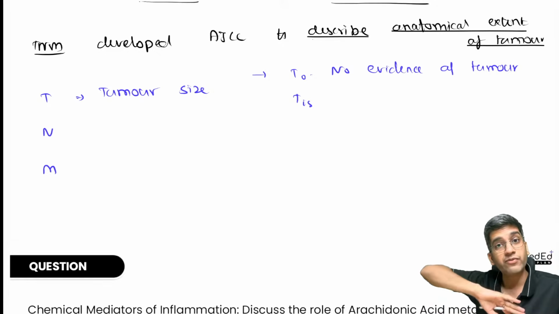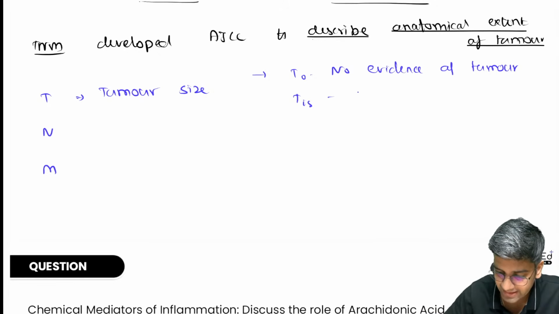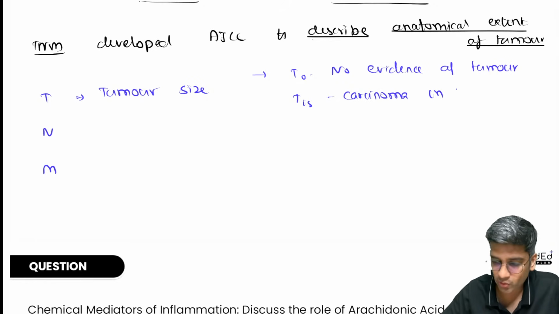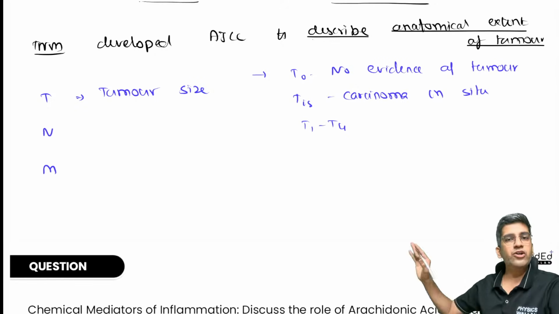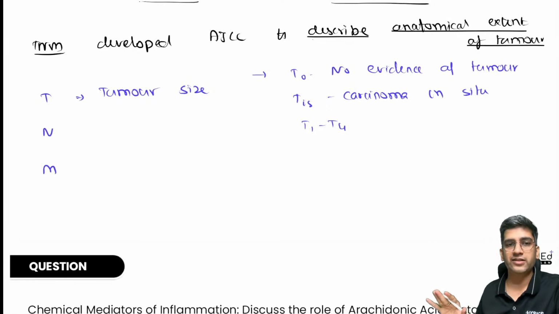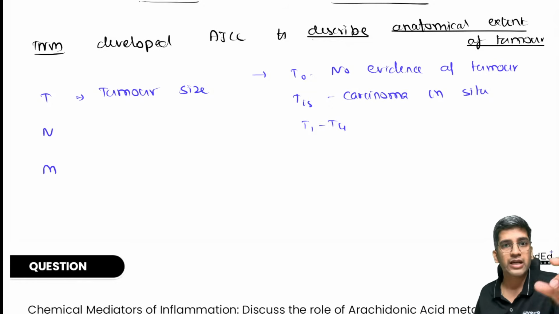TIS, this is common for every cancer. TIS stands for carcinoma in situ. That's all. This is common for every cancer. Then just write T1 to T4. You need not write what T1 to T4 are. That differs for every cancer. Like breast cancer might have 2 to 5 centimeters. Colonic cancer might have invasion to muscularis and everything, right? But T0 and TIS are common for everything.